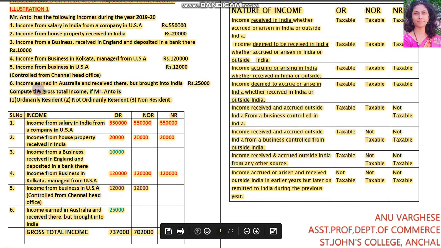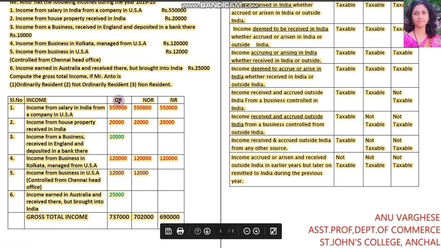Next one is income earned in Australia, received there but brought into India. That means income is received outside India. So it is taxable only for ordinarily resident. You need to write rupees 25,000 only in the ordinarily resident column. Now you can add these amounts, and finally you are getting 7,37,000 for ordinarily resident and 7,02,000 for not ordinarily resident and 6,90,000 for non-resident.